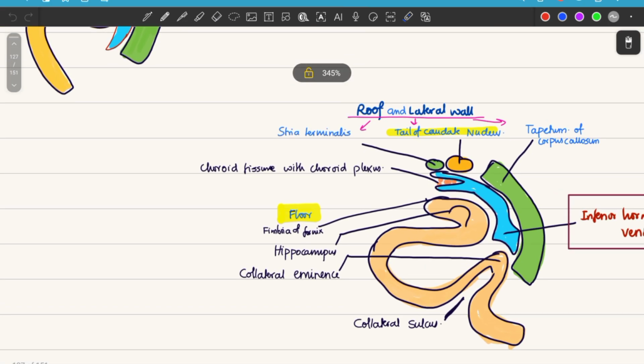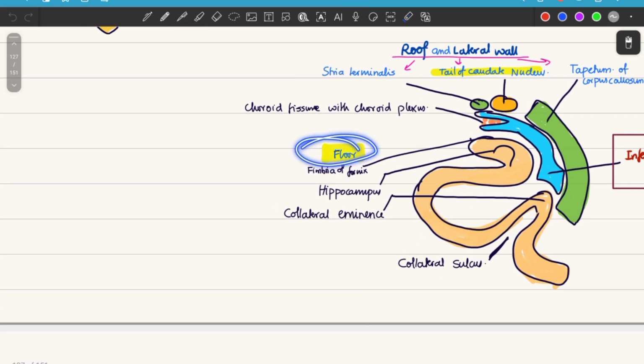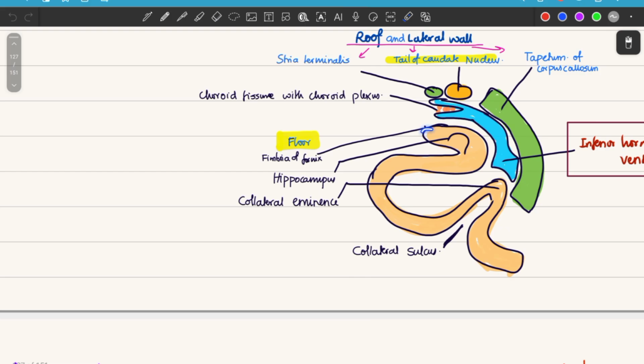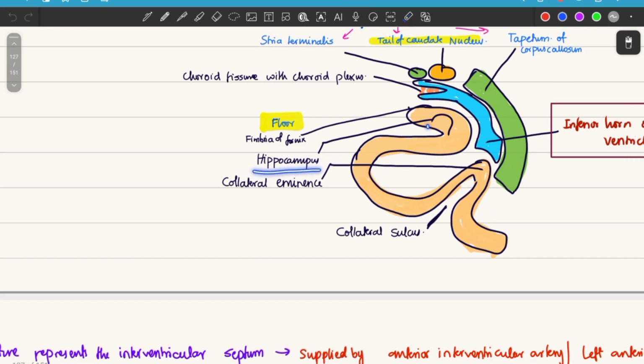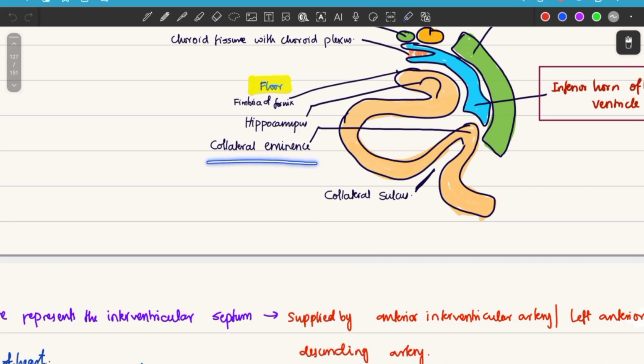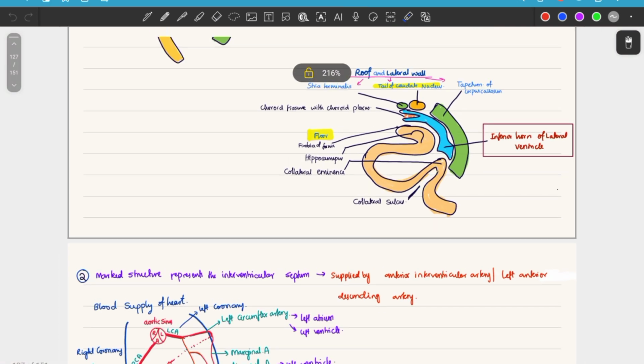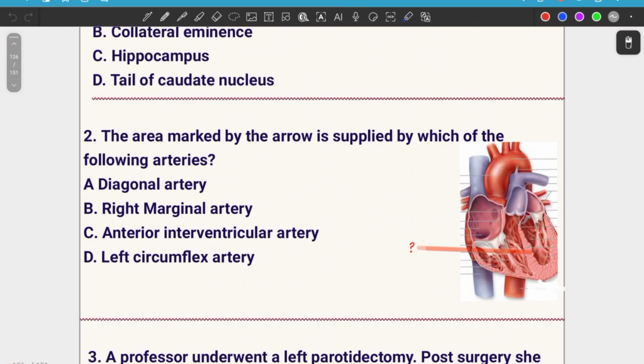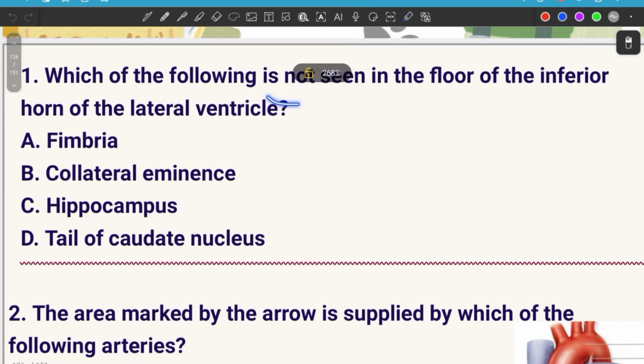Whereas the floor is formed by, here there is the fimbria of the fornix and the hippocampus, you can see, and this is the collateral eminence, which is formed by the collateral sulcus. Okay, now let's see the question again. Not seen in the floor of the inferior horn. Do you have the visual memory?